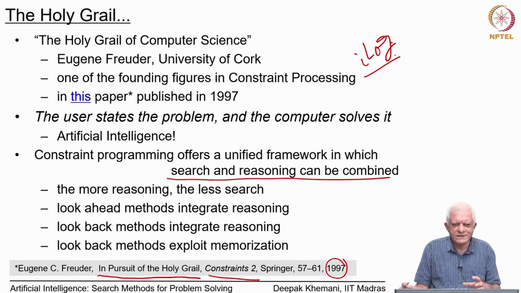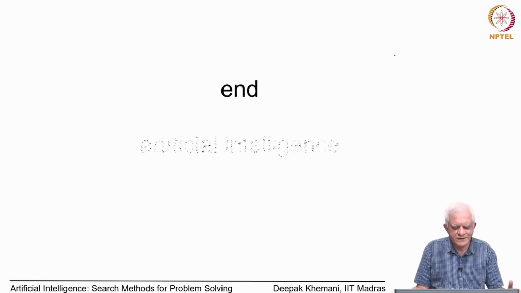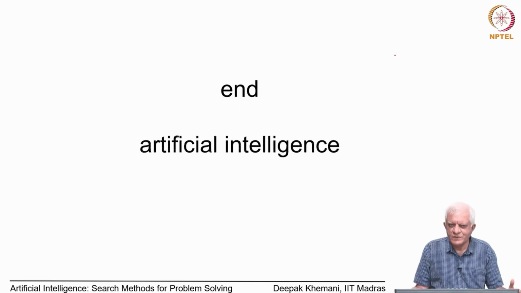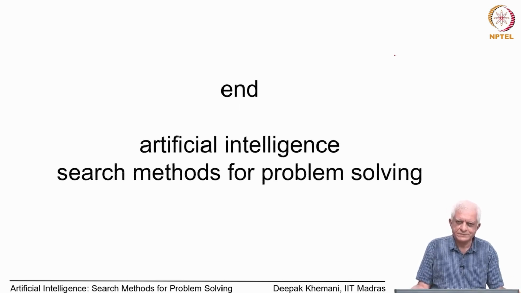But constraint satisfaction is a nice blending of search and reasoning, and that is what I would like to end this course with. So, here we are at the end of 12 weeks. We have looked at search methods, various aspects of it. I hope you enjoyed the course and benefited from it essentially.